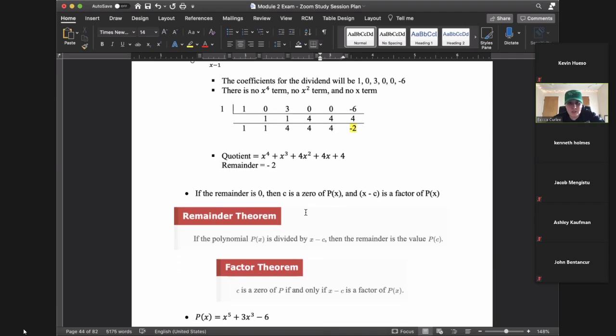If the remainder is 0, then c is a 0 of p of x, and x minus c is a factor of p of x. So anytime you get a remainder that's 0, that means this is going to be a 0.